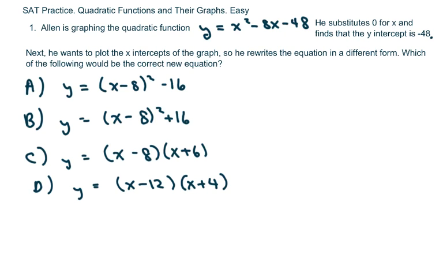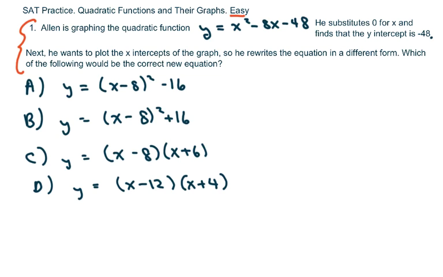Everyone, this is the start of the quadratic functions and their graphs for SAT practice. This is considered easy. And there's the word problem. Like I said, you should read this, pause it, and try to answer it on your own, and then start up the video again to see if you got it right.